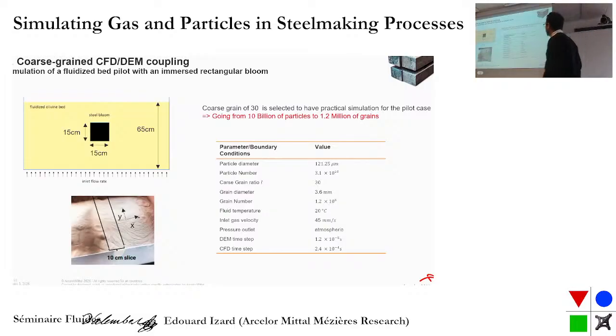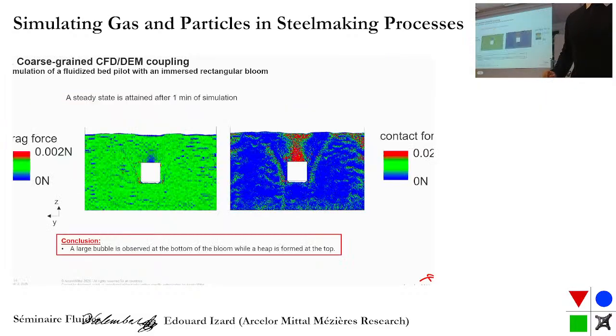And here we can go with this method from 10 million particles to 1.2 million particles. So now we think we can do some simulation. Here we have the parameters that are used. So instead of simulating 120 micrometer particles, we are modeling 3.6 millimeter particles. So here you have results.